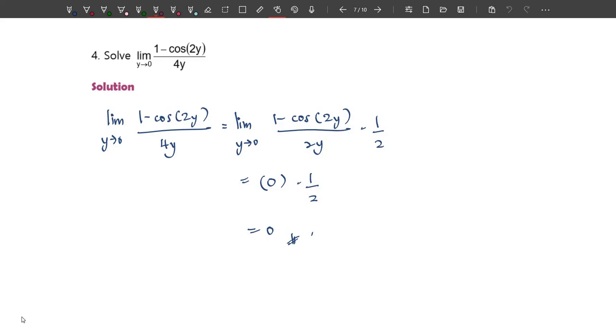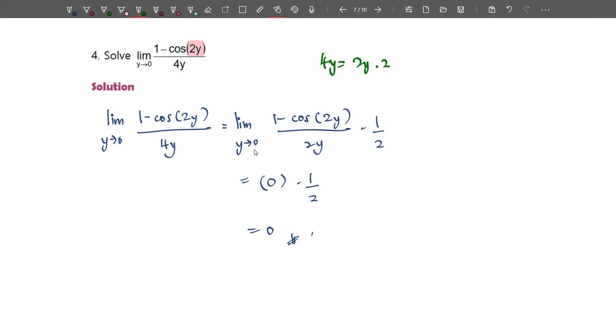Okay, the first one is solve limit 1 minus cos 2y divided by 4y when y approaches 0. So right now, we need to make sure that 1 minus cos 2y is divided by 2y because we refer to the angle here, 2y. Okay, so here, we just need to separate them. Separate the denominator, factorize the denominator for y. Okay, 4y is equal to 2y times 2. Okay, we can factorize it.